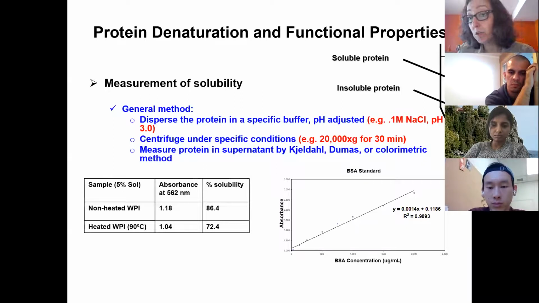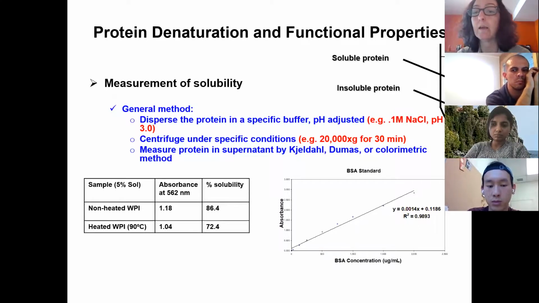And then we centrifuge. We apply a centrifugal force to precipitate the proteins that are not truly soluble, that just formed a colloidal dispersion. They precipitate, and we take the supernatant and measure the protein content in the supernatant. Then we get the protein content in the supernatant over the original protein before we centrifuged, and we get percent of protein soluble. That is how we determine solubility.